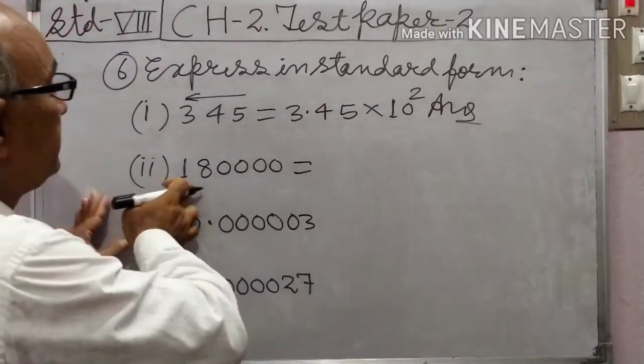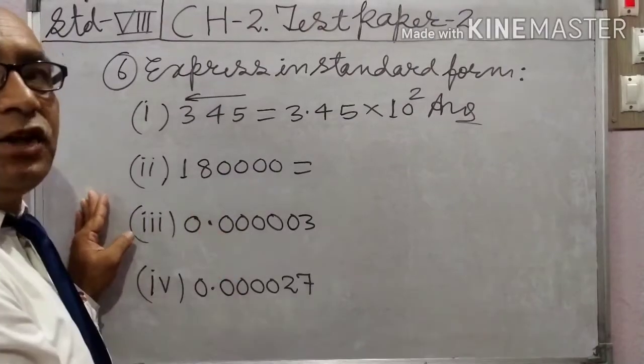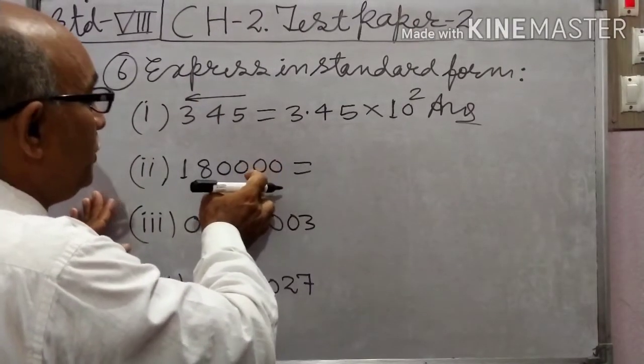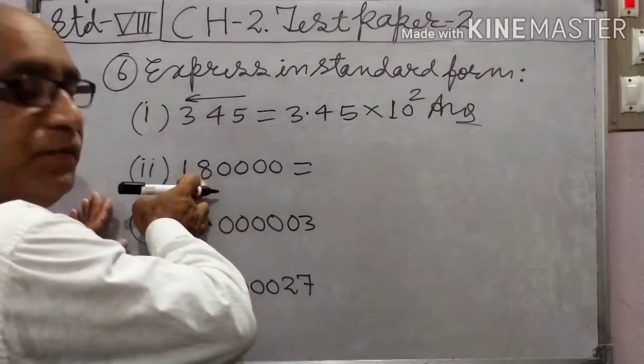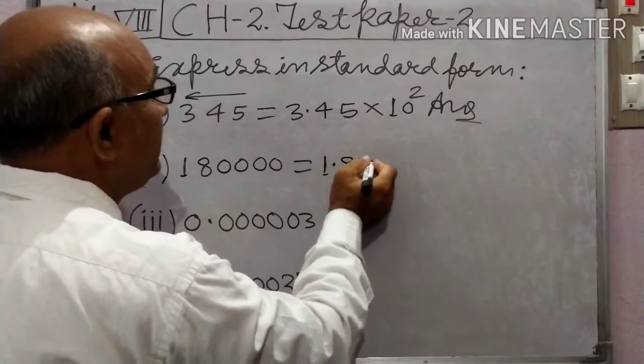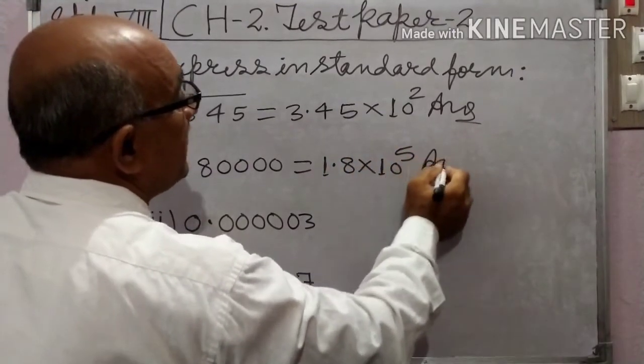Here 1 lakh 80,000 is in usual form. Change it into a standard form. So decimal shifted 1, 2, 3, 4 and 5. So 1.8 into 10 to the power 5 is the answer.